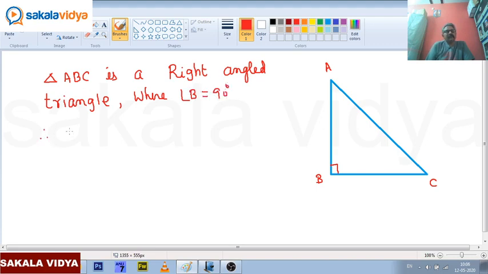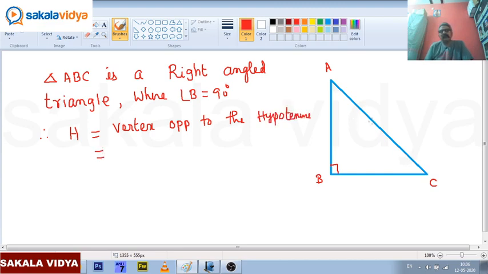Therefore, the orthocenter H is equal to the vertex opposite to the hypotenuse. In a right angle triangle, the orthocenter always lies at the vertex opposite to the hypotenuse. This is the hypotenuse, so this is the orthocenter. B becomes the orthocenter. Understood now?